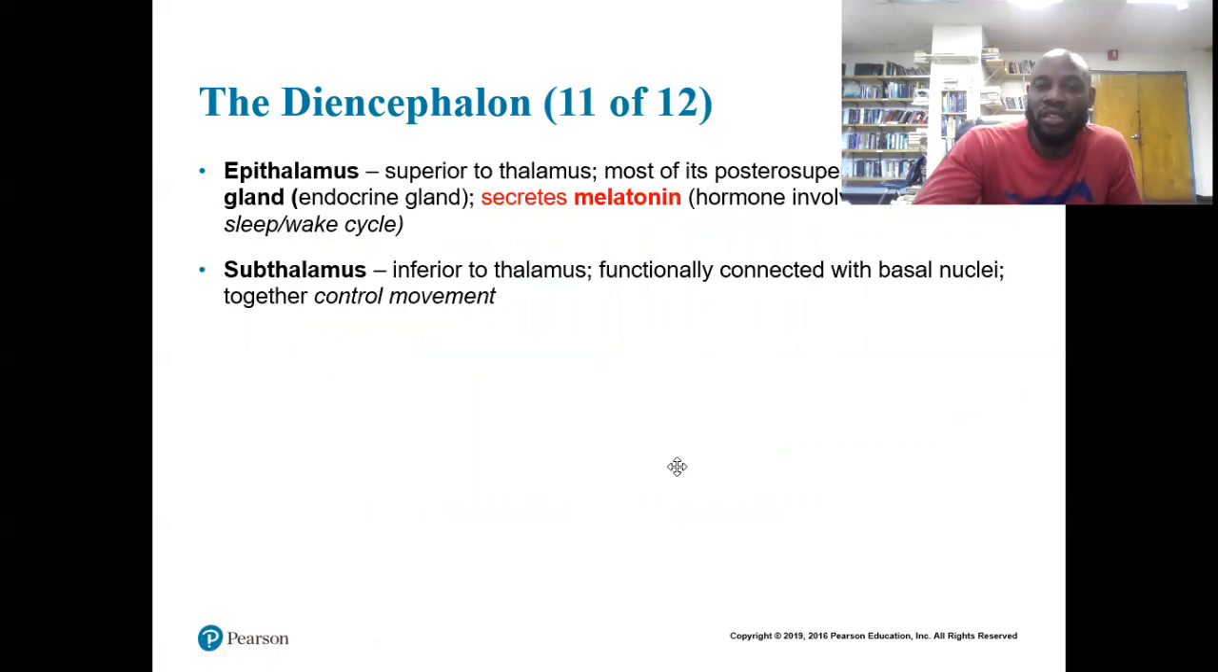Then we have the epithalamus, superior to the thalamus. Most of its posterior superior bulk is the pineal gland, which is an endocrine gland that secretes melatonin. That helps us with our sleep-wake cycle. Remember, melatonin is not melanin, which colors our skin, chapter 5. Melatonin helps in our sleep-wake cycle. And then we also have the subthalamus, which is inferior to the thalamus. That's functionally connected with the basal nuclei and helps control movement.